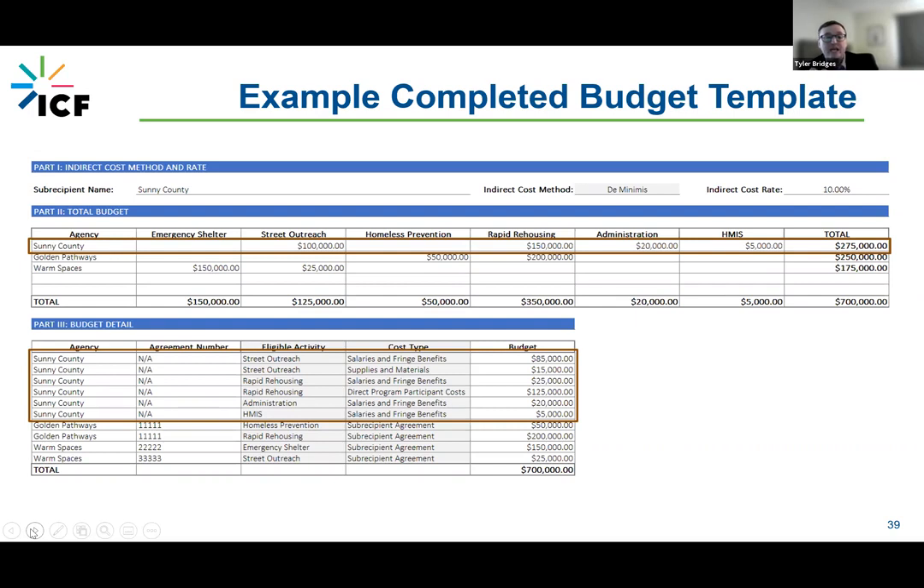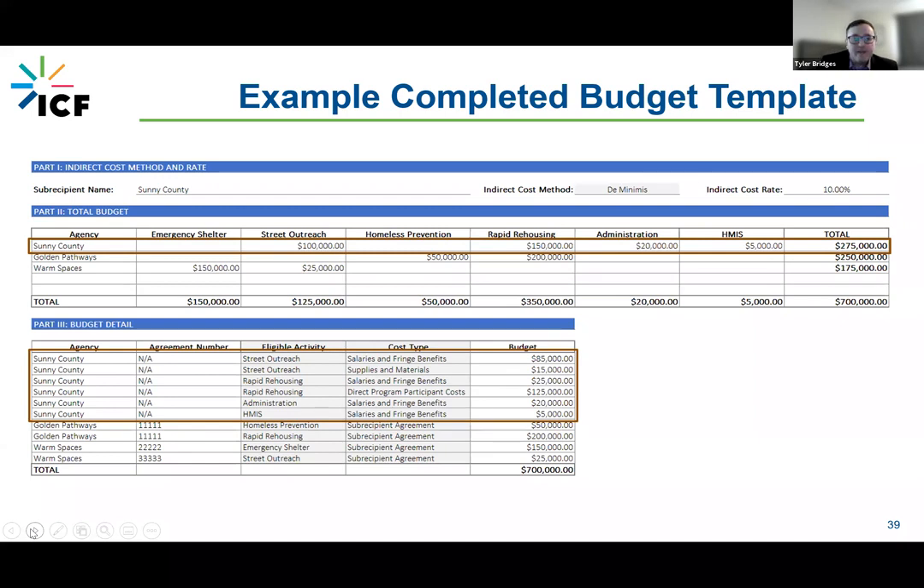So for rapid rehousing, 25,000 of the total $150,000 budget is budgeted for salaries and wages, and 125,000 is budgeted for direct program participant costs, which would represent direct payments to beneficiaries. In this case, salaries and wages are MTDCs, whereas direct program participant costs are not. So again, we know here that the first $25,000 will include indirect costs, and the second $125,000 will not, based off of the definition of MTDCs. But again, we're not differentiating at this time how much of this budget is direct versus indirect. It's just the total budget.